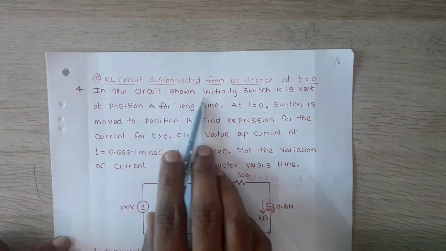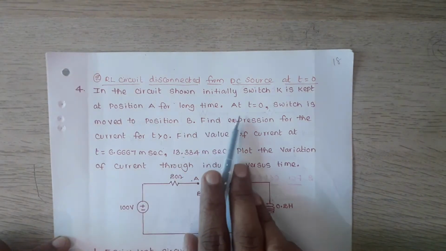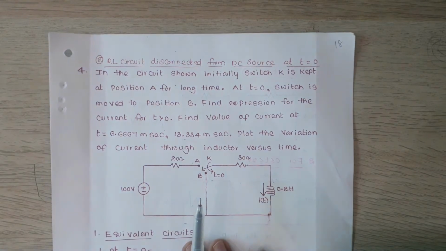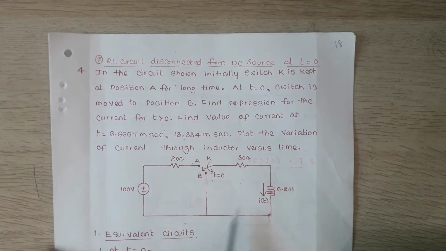In the circuit shown, initially switch K is kept at position A for a long time. At t equal to 0, the switch is moved to position B. Find the expression for the current at t greater than 0. Find the value of current at t equal to 6.67 milliseconds and 13.334 milliseconds. Plot the variation of current through the inductor versus time. So this is the circuit given.